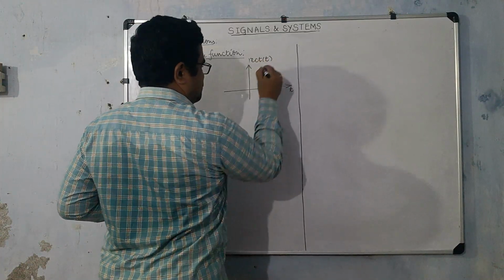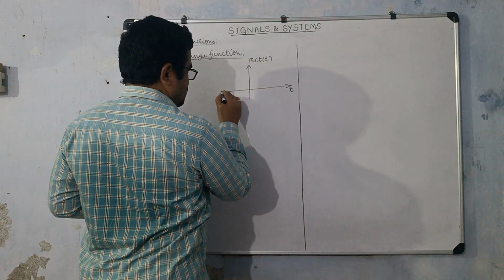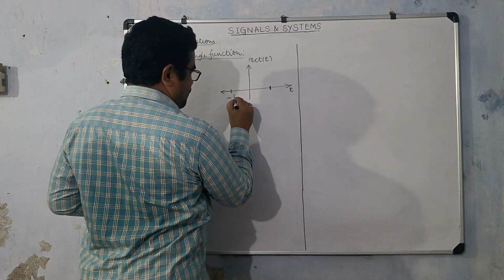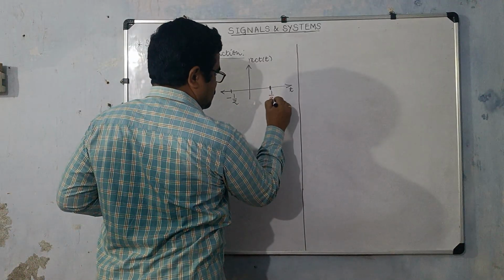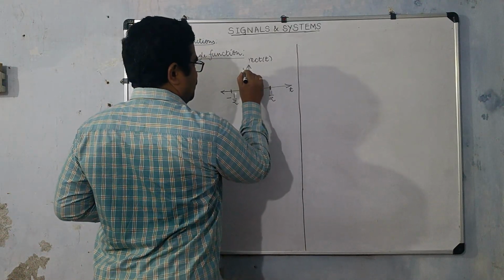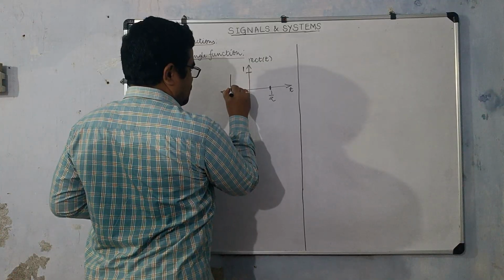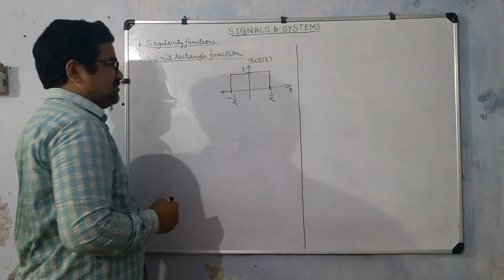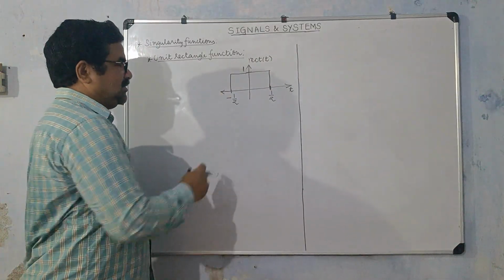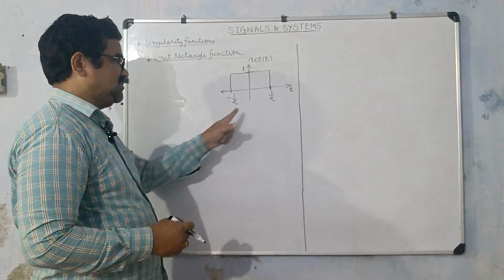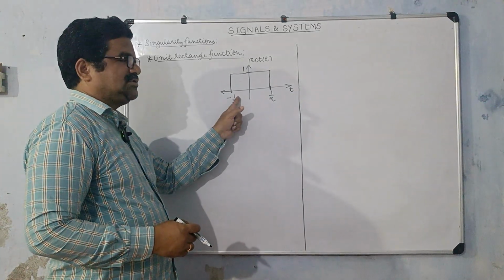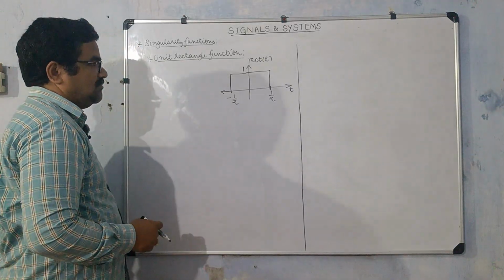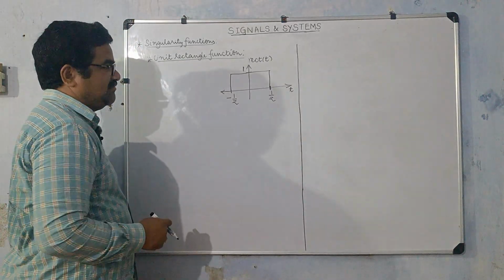This is my rectangle function, and it is varying between minus 1 by 2 to 1 by 2, and it is having an amplitude of 1 between minus half and plus half. Okay. So this is a unit rectangle function. So the area of this is 1. That is, this is half plus half, 1. So width is 1, height is 1. So 1 into 1, it is equal to 1. Okay, that is why you call it as unit rectangle function.